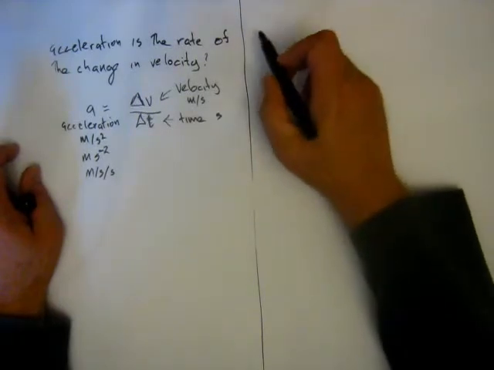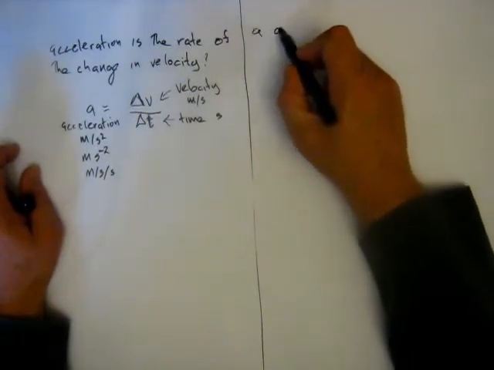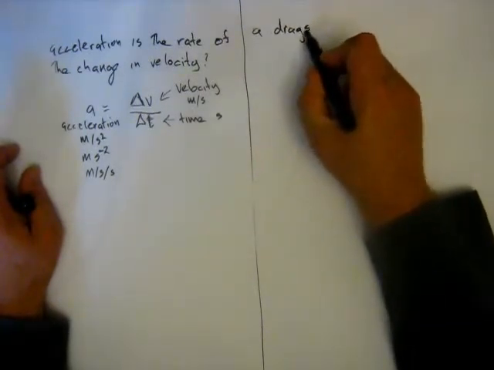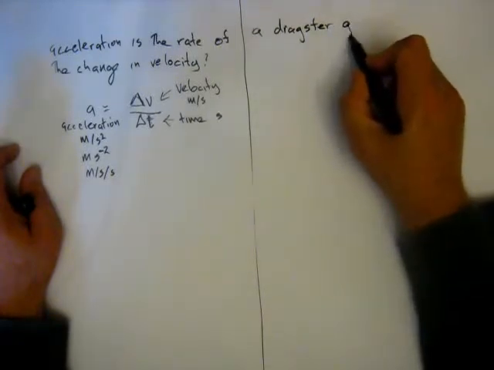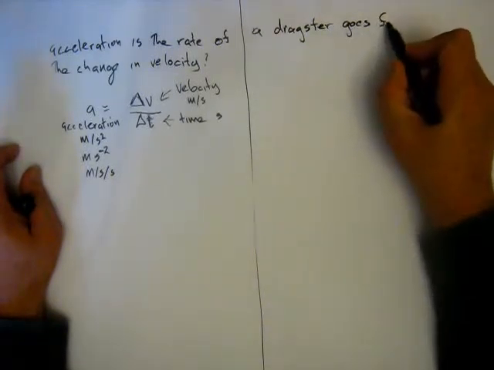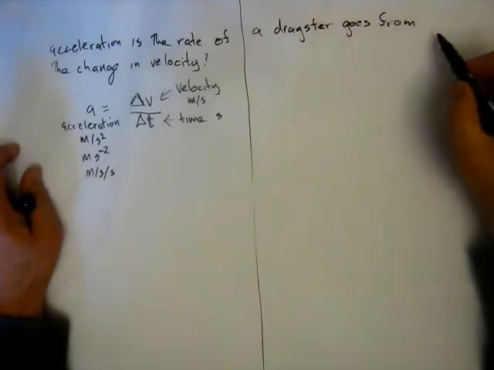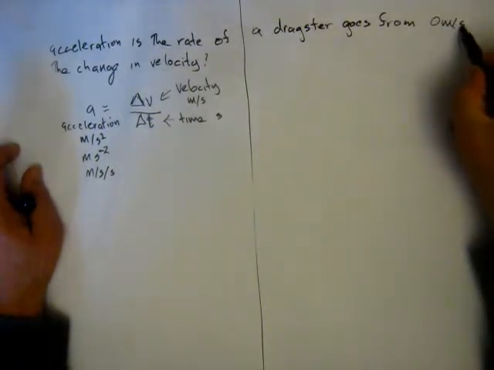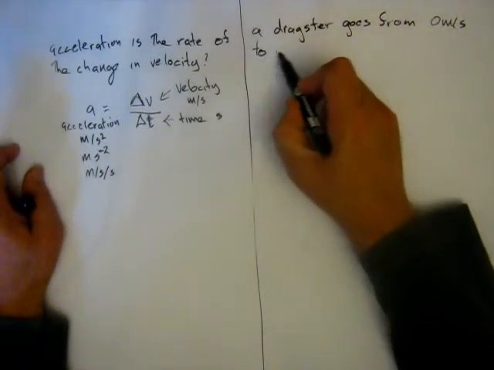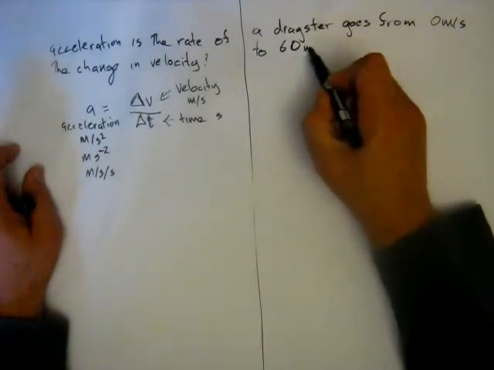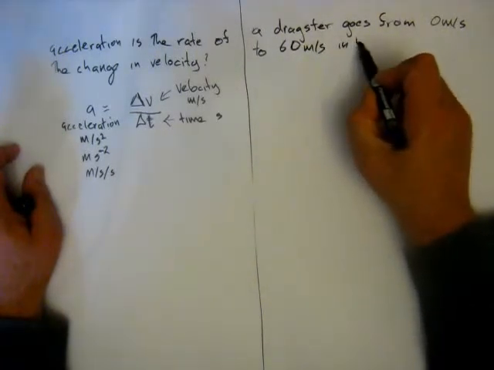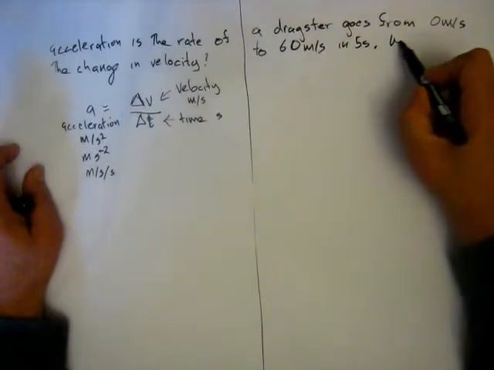A dragster goes from 0 meters per second to 60 meters per second in 5 seconds. What is the acceleration?